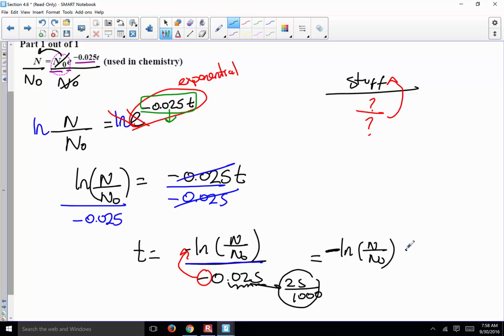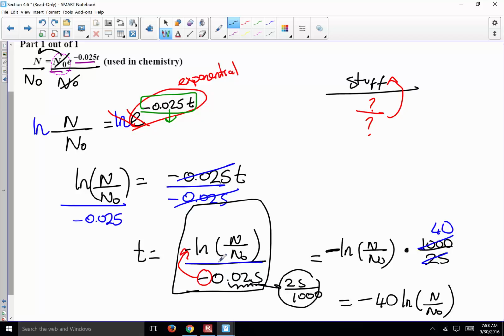Yeah. We flip 25 over 1000 as 1000 over 25 and multiply. But wait a second, isn't 1000 over 25 a whole number? When you flip it, it turns into a whole number, which is 40. So you have negative 40 times ln of n over n0. This is better. Okay, so this is kind of initial answer, raw answer, but we need to fully reduce it and make it look better. This is the best answer.